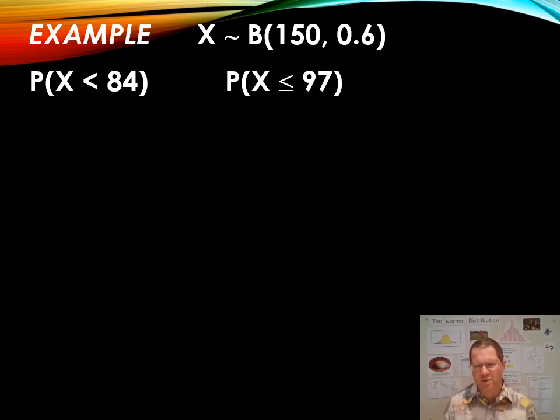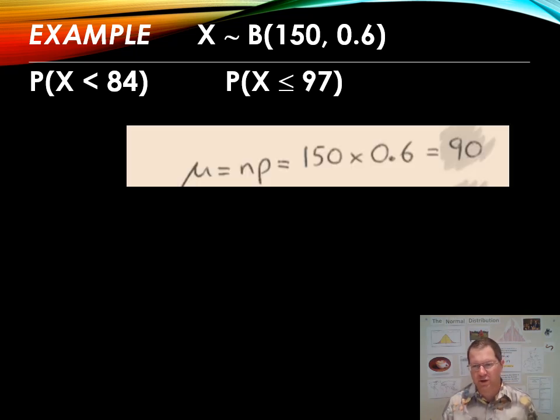We've got X, which is binomially distributed with n equals 150 and p equals 0.6. We've been asked to work out the probability that X is less than 84 and the probability that X is less than or equal to 97. First of all, notice that n is a large number, 150 is large, and p is fairly close to 0.5, 0.6 isn't far away. Once upon a time, before calculators did these things, it would have taken a very, very long time to answer a question like this using the binomial distribution itself, because you'd have to apply the formula 84 times in the case of the first question. Using the normal distribution as an approximation makes things a lot quicker.